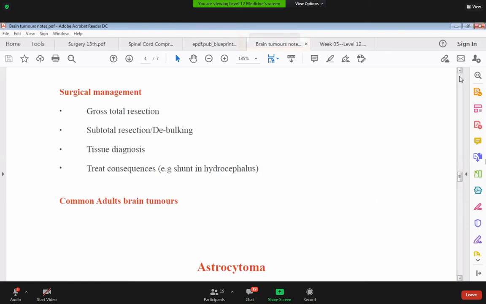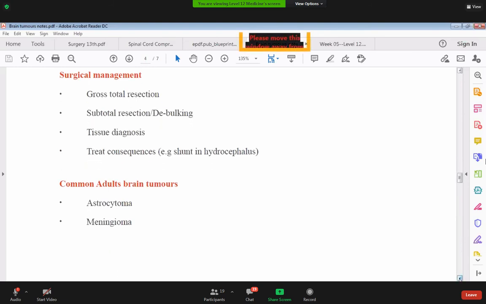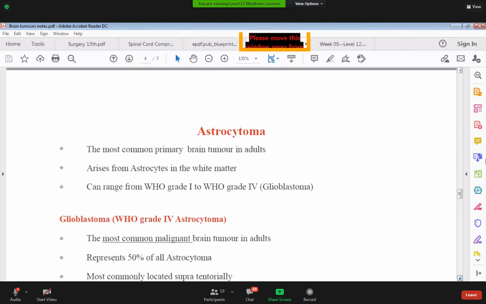Now, one by one, we'll discuss these tumors in detail. So the common adult brain tumors are astrocytoma and meningiomas. Astrocytoma is the most common primary brain tumor in adults, and it arises from astrocytes in the white matter, and it can range from grade 1 to grade 4. The grade 4 variety of astrocytoma is called glioblastoma multiforme, and it is the most common malignant tumor.